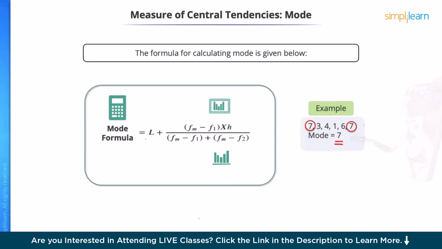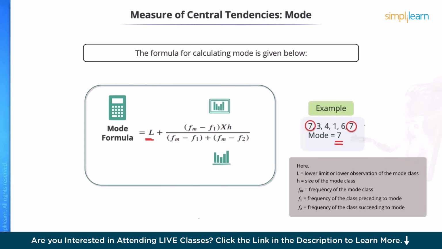Using the formula L plus (Fm minus F1) multiplied by H divided by (Fm minus F1) plus (Fm minus F2). Here L is the lower limit or the lower observation of the mode class. H is the size of the mode class. Fm is the frequency of the mode class. F1 is the frequency of the class preceding the mode. And F2 is the frequency of the class succeeding the mode. This gives us the final mode value.